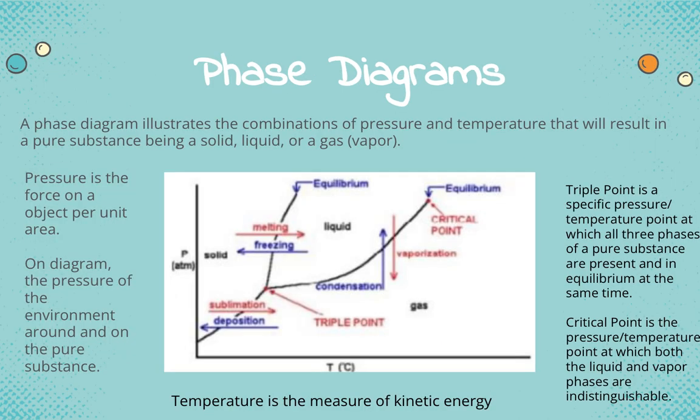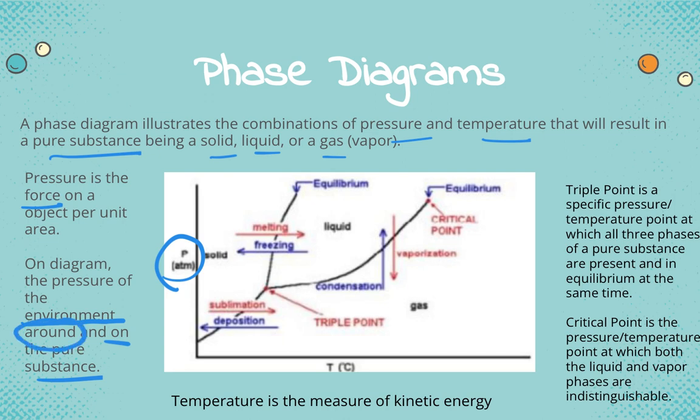That brings us to phase diagrams. So another way to view what is happening with the physical change is a phase diagram. A phase diagram is an illustration that combines pressure and temperature that will result in that pure substance going from a solid, a liquid, or a gas. So pressure, in this case, is the force on the object. This force is coming from the environment, and it is on the pure substance or around the pure substance.